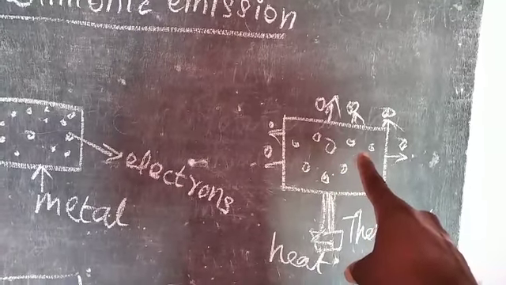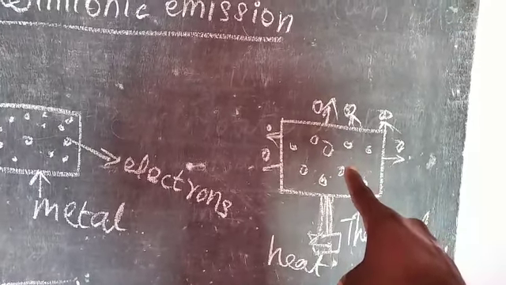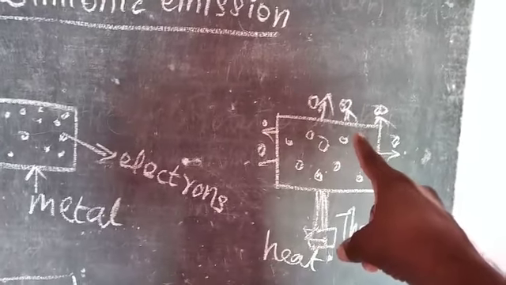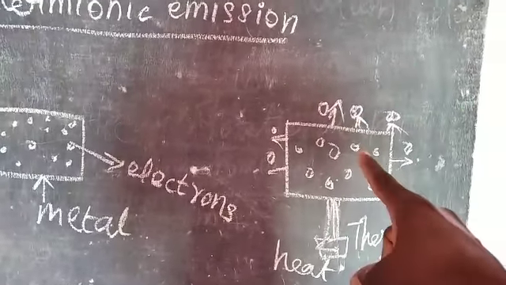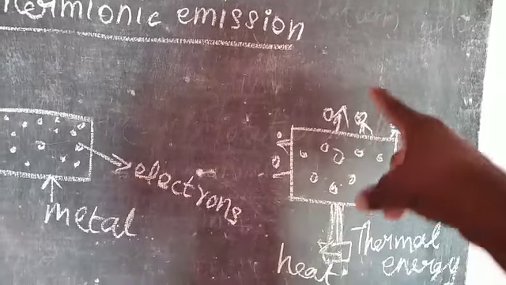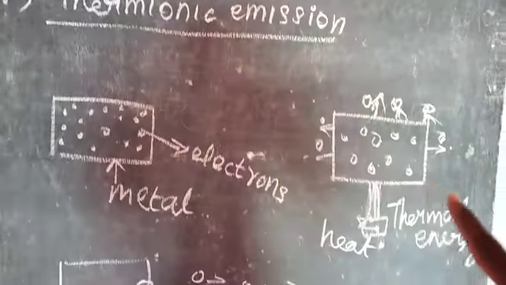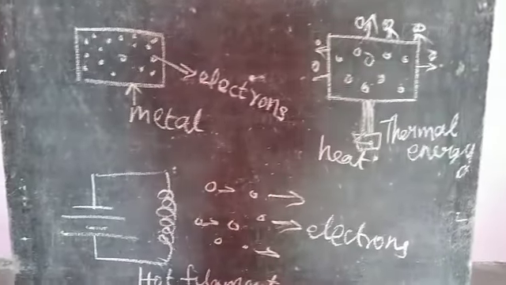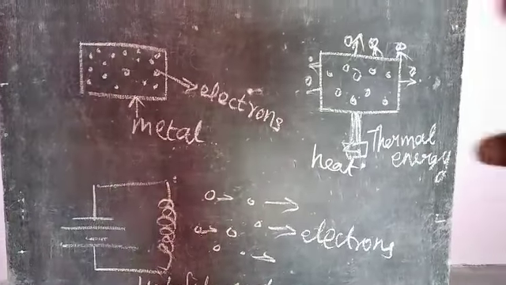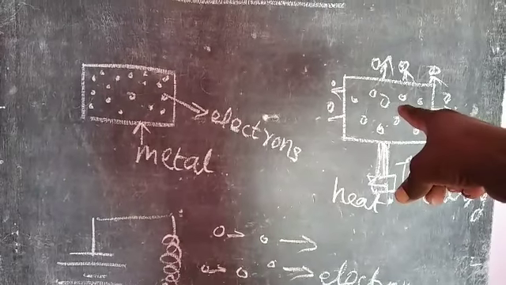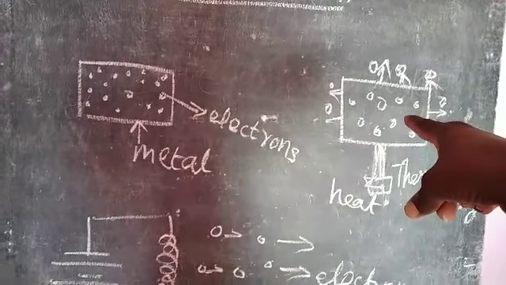So when we heat the metal, the electrons get sufficient energy to escape from the metal. So the electrons are removed from the metal. This is called thermionic emission. So electron emission from the metal depends on the metal used and the temperature.